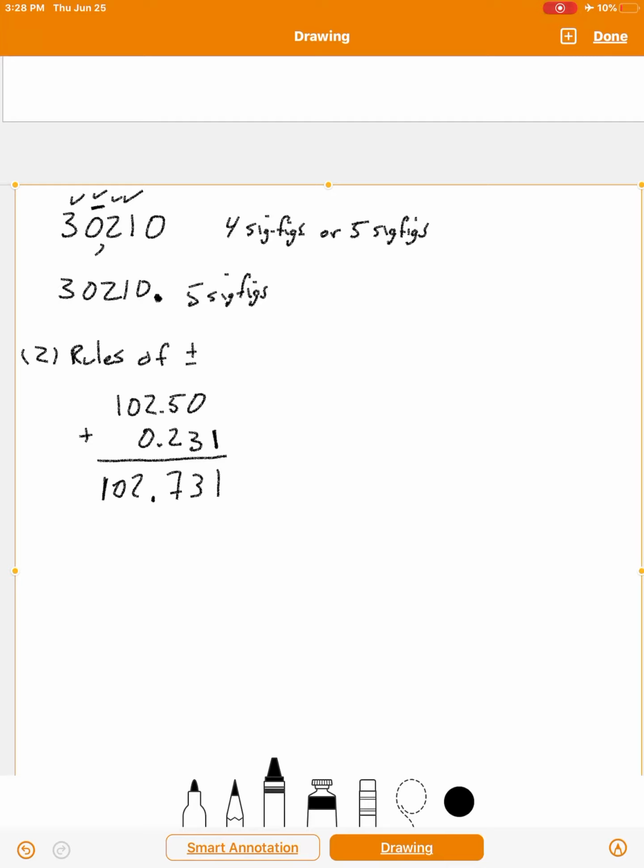You look for the number that goes the fewest places past the decimal point. So you see how this one only goes 2 places past the decimal point? 1, 2. This one goes 3. You identify the one that goes the fewest, and you round to that particular column. In this case, it would be the hundredths column. So 102.731 would get rounded to 102.73 because this digit only goes out 2 places. Okay? Here's another example.